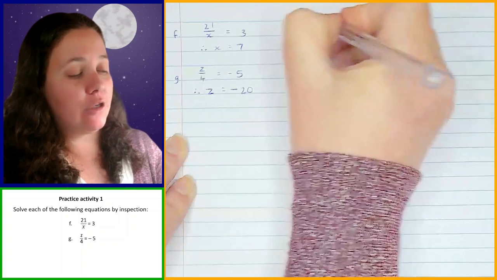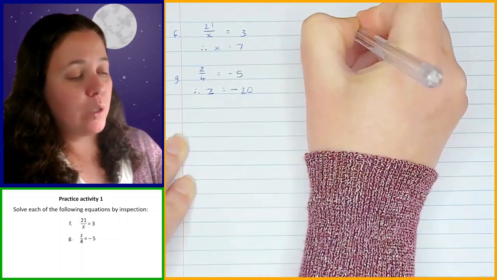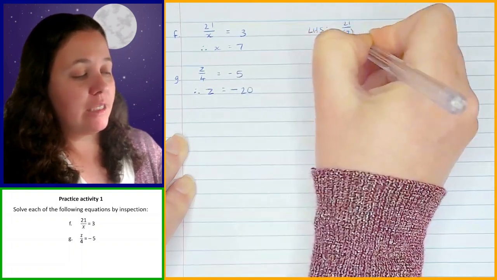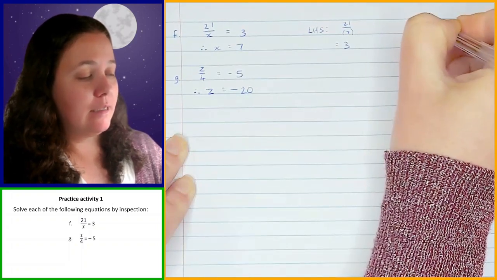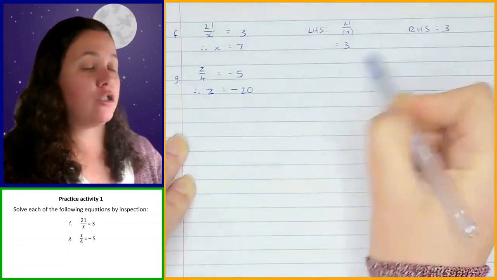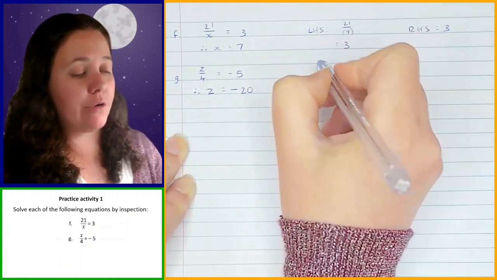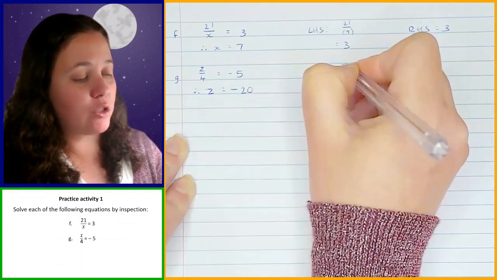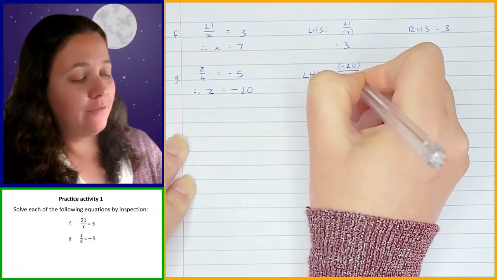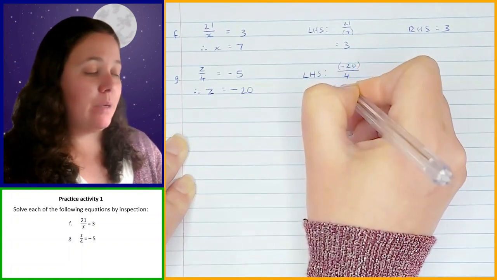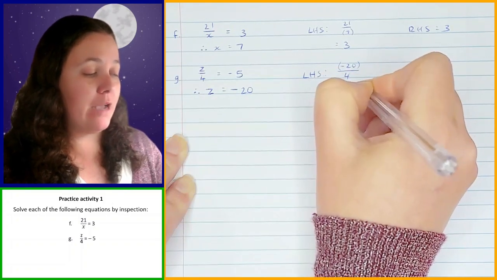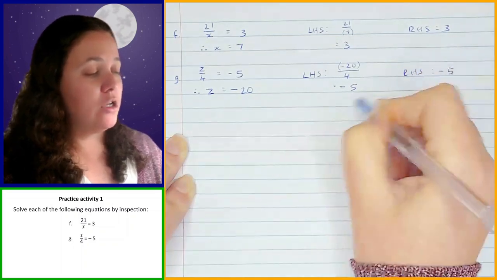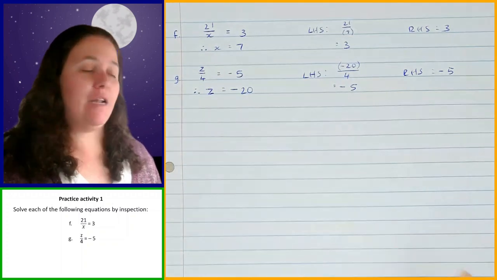And again, you can check these. My left-hand side is 21 divided by 7, sorry, that's the x value I got there, 7, which is 3, and my right-hand side is equal to 3. So I can see, okay, those are equal, which means that this is the correct solution. Then this one over here, my left-hand side, I've got z is negative 20 divided by 4, which gives me negative 20 divided by a positive is negative, 20 divided by 4 is 5. So negative 5. And my right-hand side is negative 5. So my left-hand side and my right-hand side are equal for that value of z.